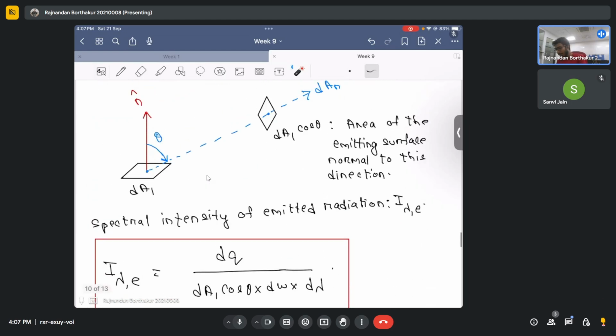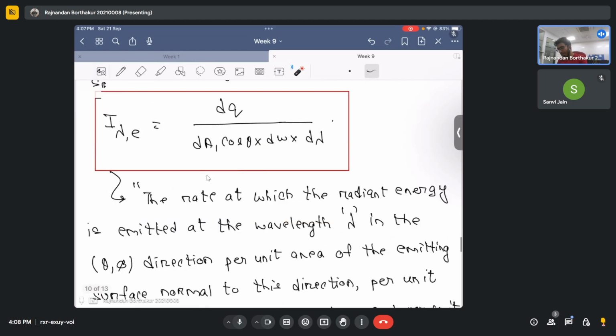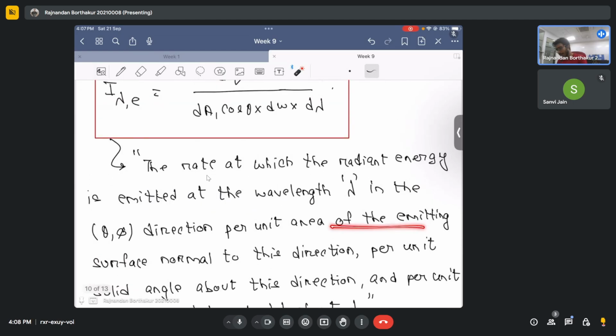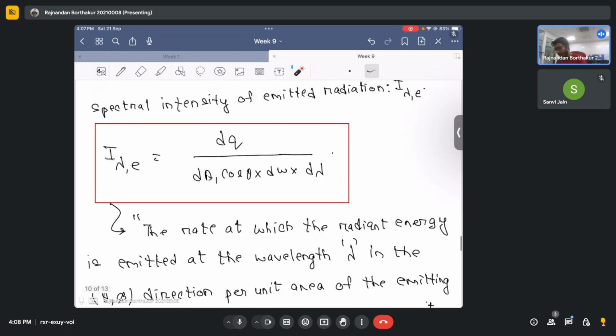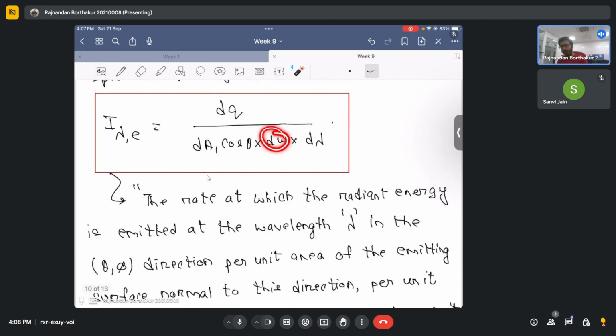For instance, if this is my surface which is emitting radiation, and I seek to understand the intensity of radiation at an angle theta in this direction, the area that I need to consider is the area that is normal to this direction theta. That's why this becomes dA1 cos theta, and that's why it is written per unit area of the surface normal to this direction. That is why the cosine of theta comes into the formula. It is not only there, it is also per unit solid angle, and that's why d omega comes into the picture.